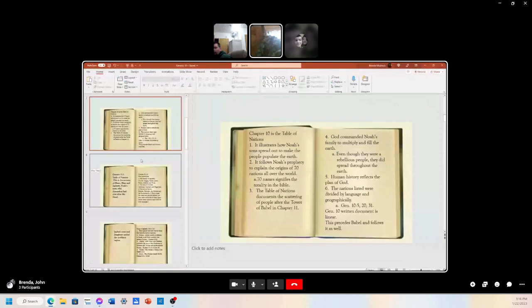Egypt was the father of the Ludites, the Anamites, Lehabites, Naphtuhites, Pathrusites, Casluhites, from whom the Philistines came, and Caphtorites.